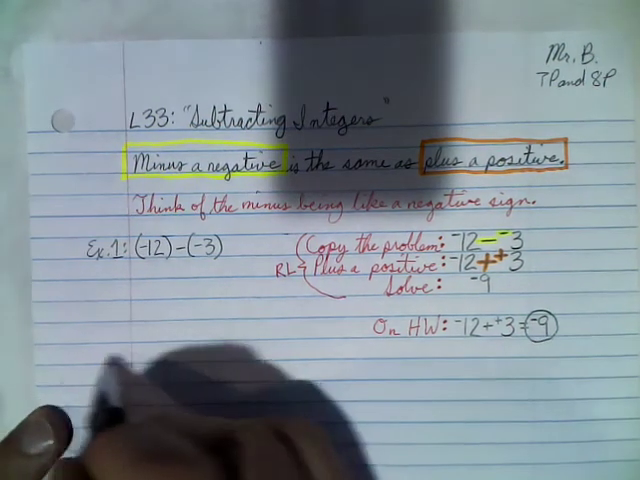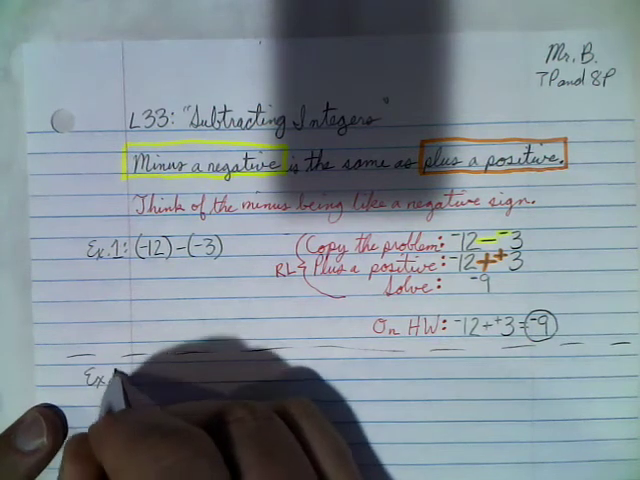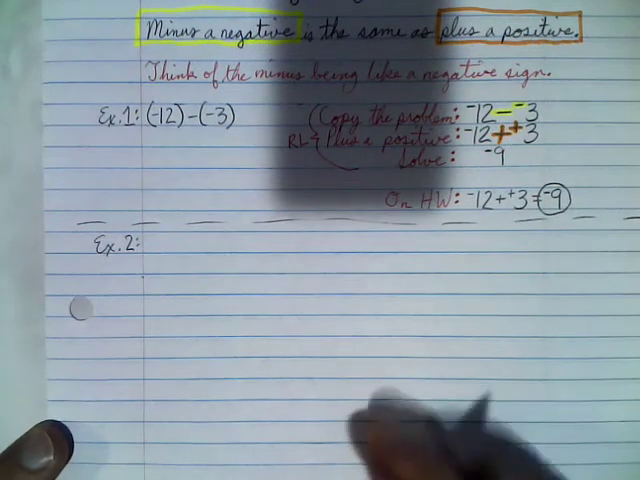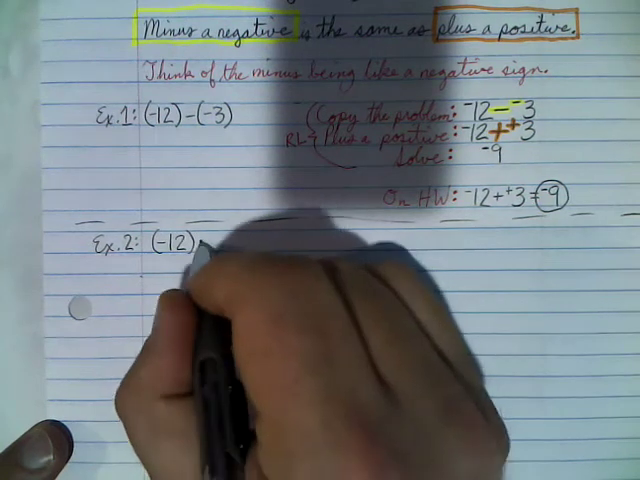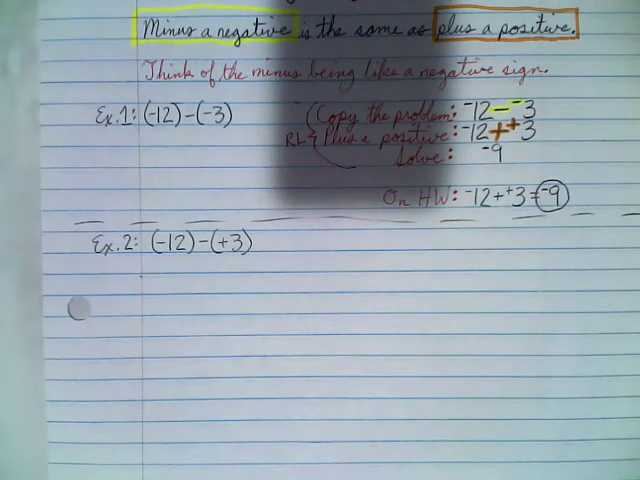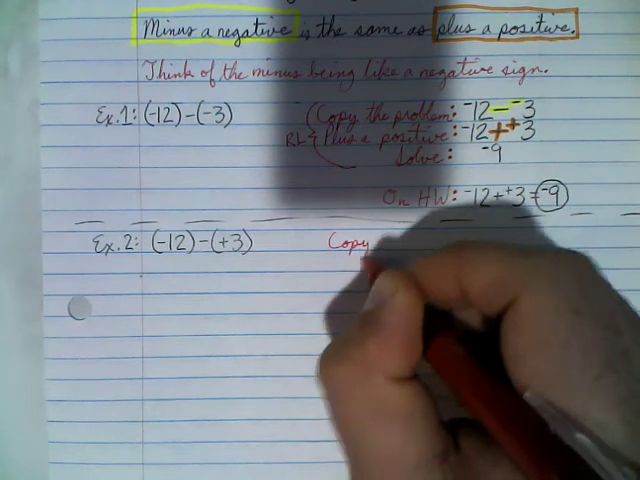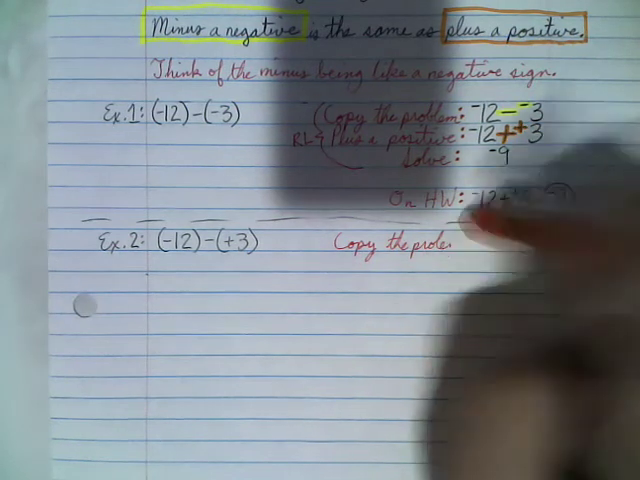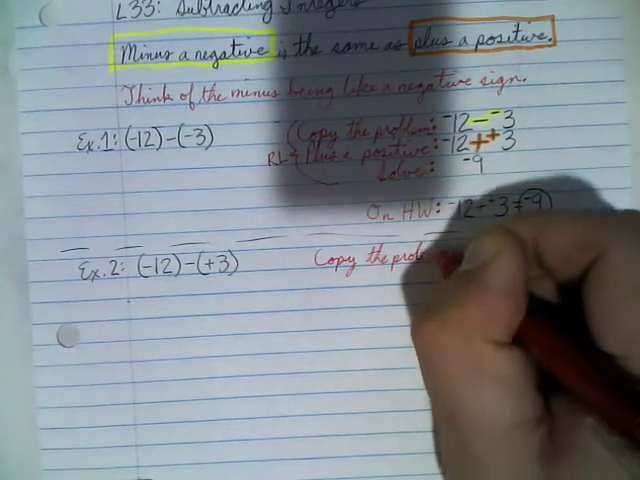All right, so I'm going to put a dashed line here, and we're going to take a look at what we're going to call example 2. So for example 2, I'm going to have parenthesis negative 12 minus parenthesis positive 3. Again, this is what you might see in the book. So just like before, our first step is going to be to copy the problem. Forgot my L. Actually, my B turned into an L. There we go.